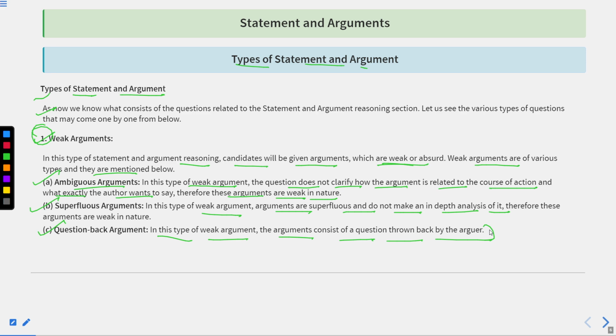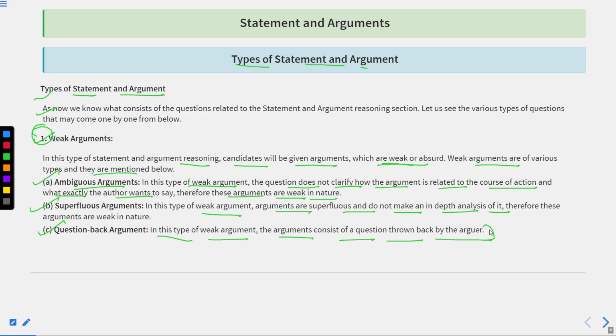Another type, question back argument. The one I gave before was superfluous. Now another example. There is an increase in the utilization of mobile phones by the students. Question back: should every student not be allowed to use mobile phones? So this is an argument which is questioning in itself, providing a question back to the statement, asking why it cannot be made possible.